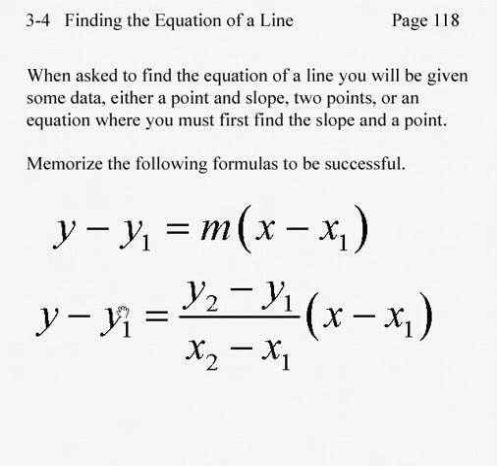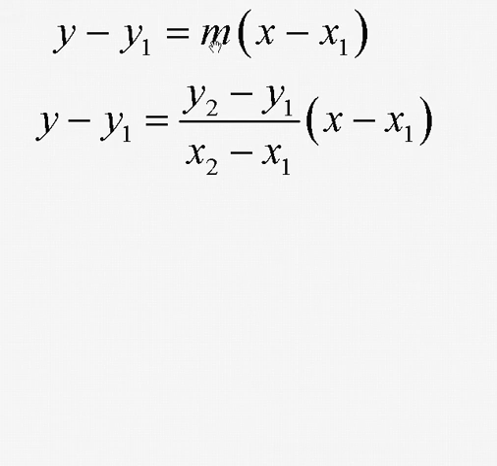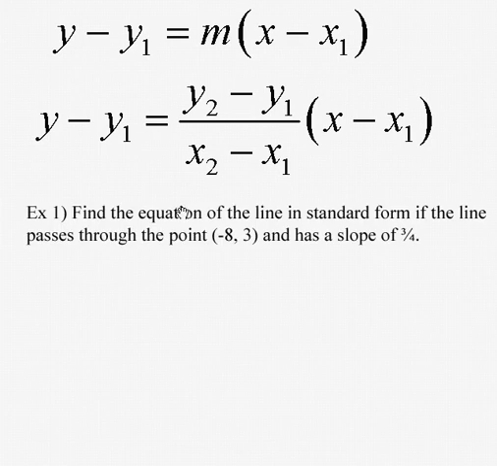Next equation, if you're given 2 points, you've got a point x1, y1 and a point x2, y2. Notice the only thing different here is we have y minus y1. Instead of knowing the slope, we have to calculate the slope, which is y2 minus y1 over x2 minus x1, from our lesson on slope. And then we're going to distribute that to x minus x1. So very similar. One of them when you know the slope and 1 point. The other formula is when you don't know the slope, but you have 2 points. Alright, let's jump right in and see what we can do.